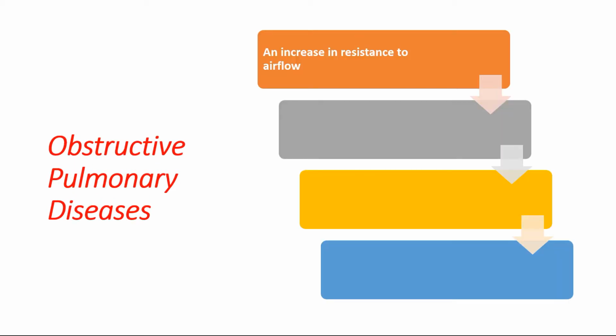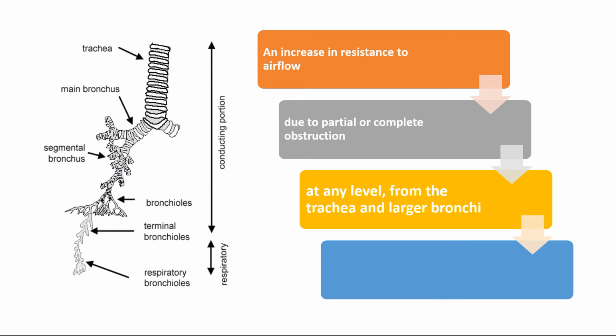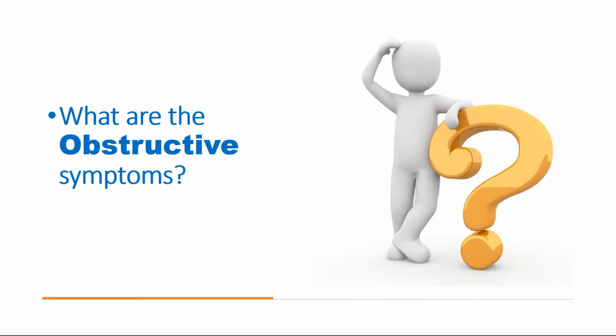In obstructive pulmonary diseases, there is an increase in resistance to airflow due to partial or complete obstruction at any level from the trachea and large bronchi down to the terminal and respiratory bronchioles. Does this obstruction, or this increased resistance, occur during inspiration or during expiration? It is mainly during expiration. It is expiratory. So let's see the symptoms of obstructive pulmonary diseases.